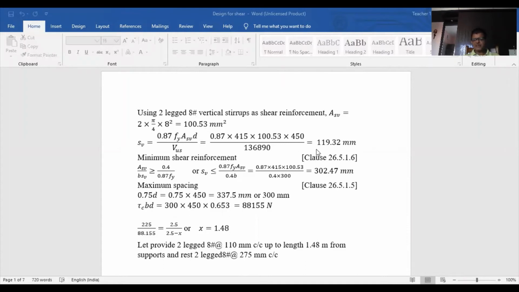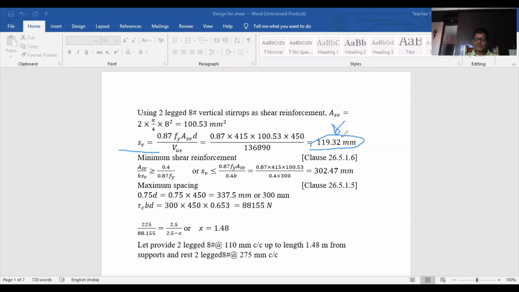Why have I discussed this problem? In the earlier case, you found that the spacing was coming 500 something, so you provided the maximum spacing, that is 300 millimeter. It was coming more than 300. Now you see it is coming 119. So what will we do in that case?